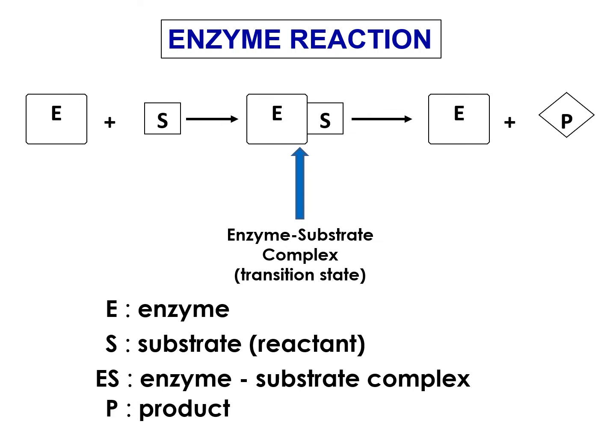The basic of enzyme reaction is that a substrate will bind to the active site of the enzyme to form enzyme substrate complex. And then a chemical reaction occurs and the substrate will be changed into product. Okay, the substrate will change, but the enzyme will remain unchanged.